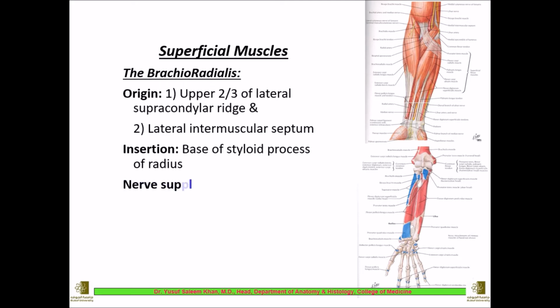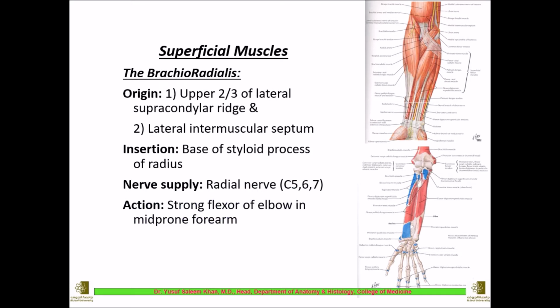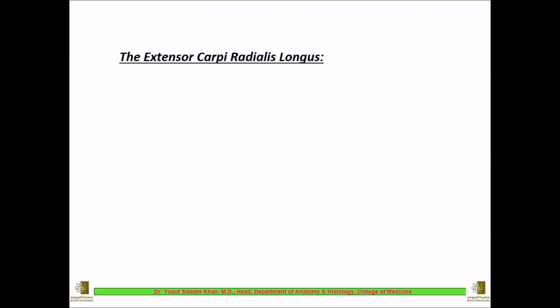Nerve supply is by the direct supply from the radial nerve with the root values C5, C6 and C7. And regarding the actions of this muscle, because it is in the flexor compartment of the forearm, even though it belongs to the extensor compartment, it is a strong flexor of the elbow. This is the exception of this muscle. Even though brachioradialis is an extensor muscle, it helps in the flexion of the elbow. It is a strong flexor of the elbow, especially in the mid-prone position, because it is on the lateral side. It will be much stronger when it is in the mid-prone position. That is the main function of this muscle.